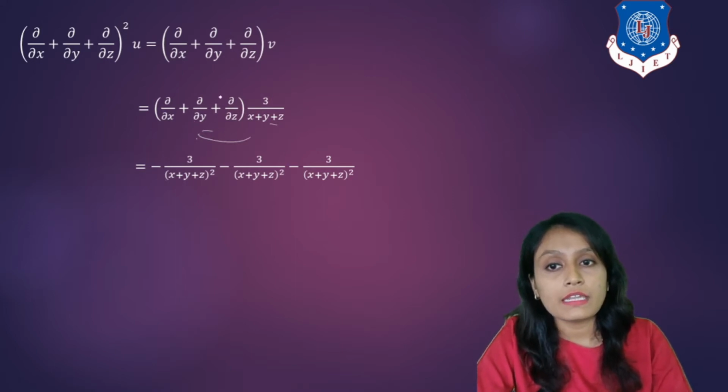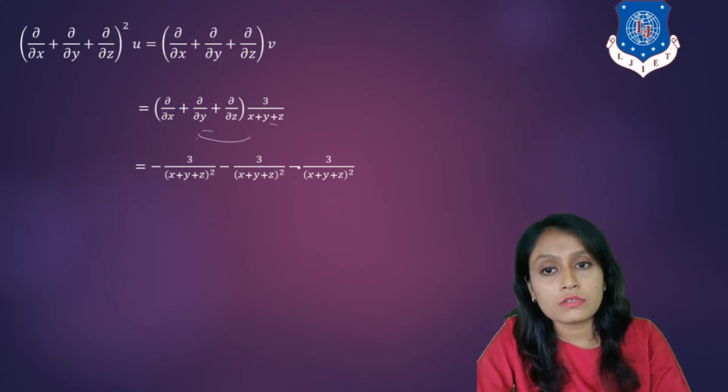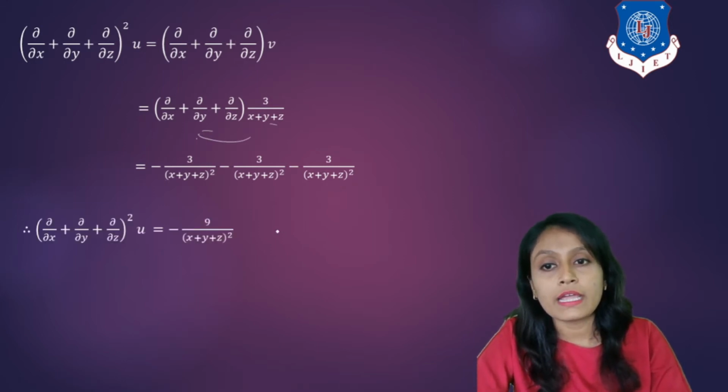Similarly, we will take the derivative with respect to y. So we will get the same answer, that is minus 3 upon (x plus y plus z) whole square. Minus, again we have to take the derivative with respect to z. So again we will get minus 3 upon (x plus y plus z) whole square. So simplify this, and you will get the desired answer.